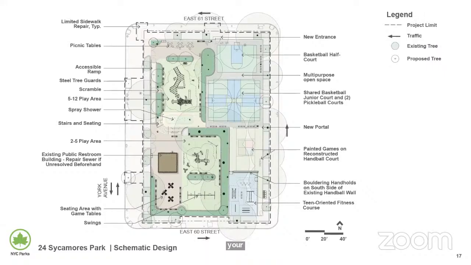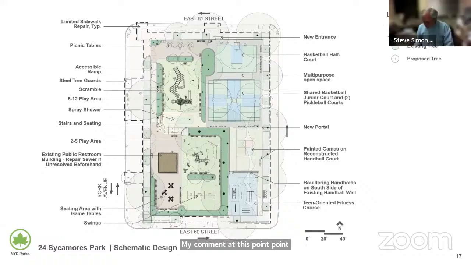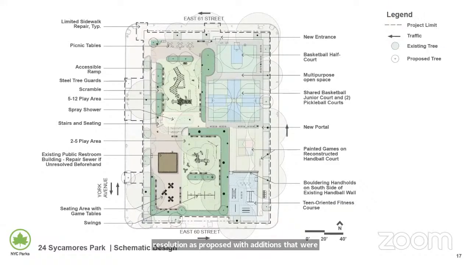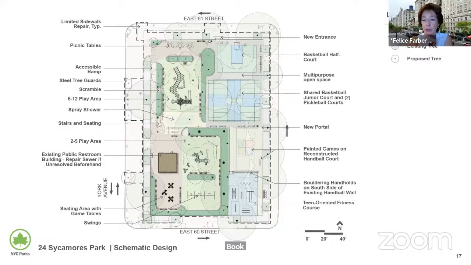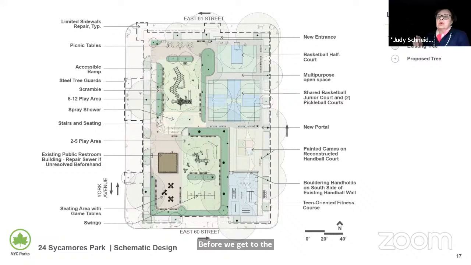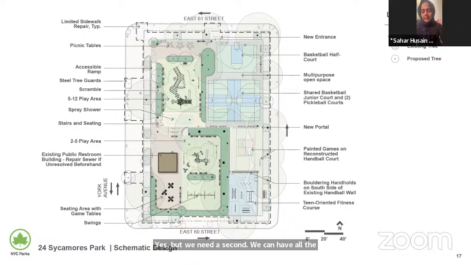Thank you. My comment at this point is move to approve the resolution as proposed with the additions that were mentioned by the chair and co-chair. Do we have a second? Before we get to the vote, can we just hear from Rachel of the Parks Department? We need a second. We can have all the discussion we want. We need somebody to second. Okay, seconded. Miles is seconding it.